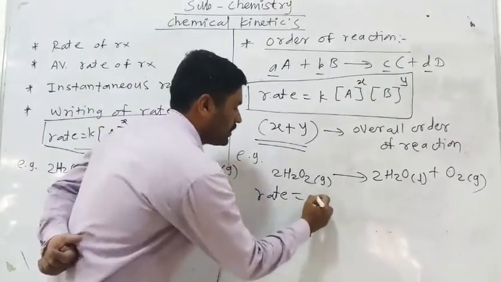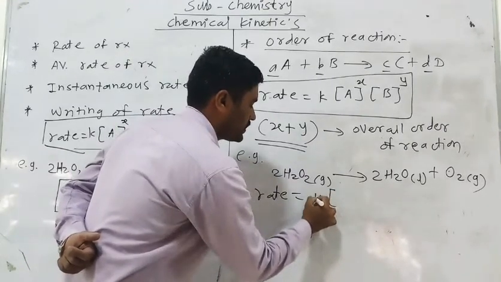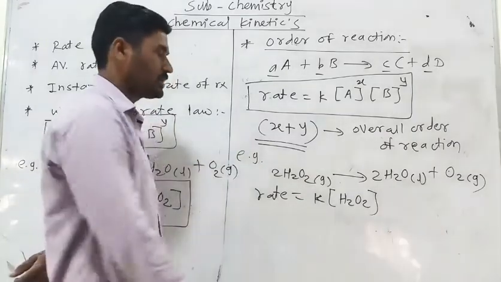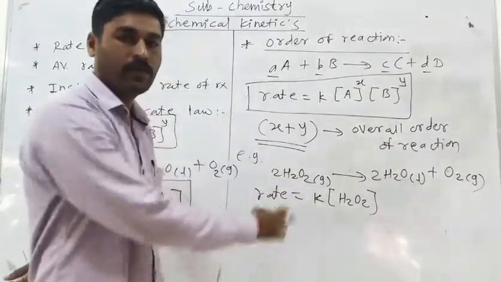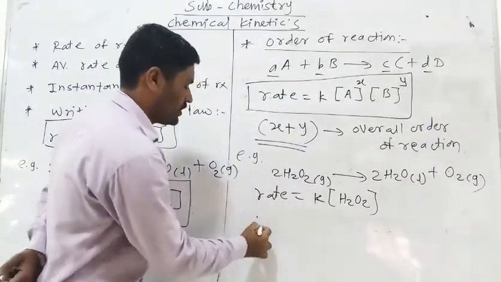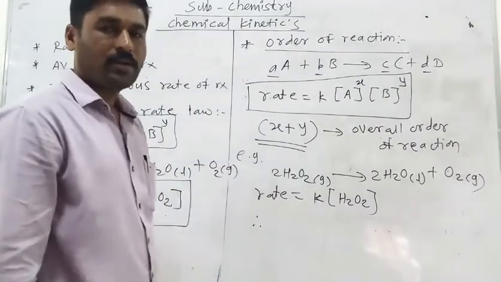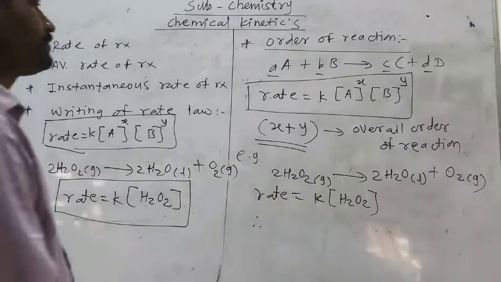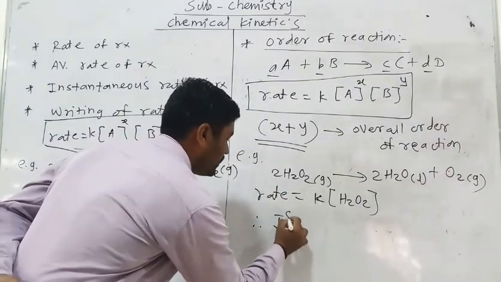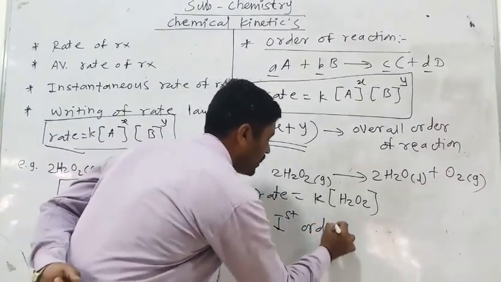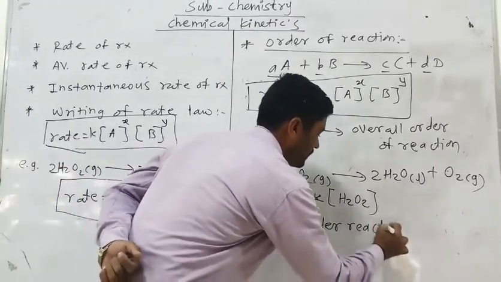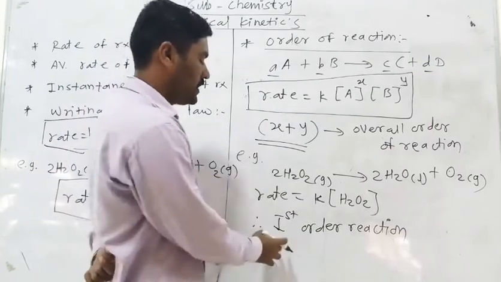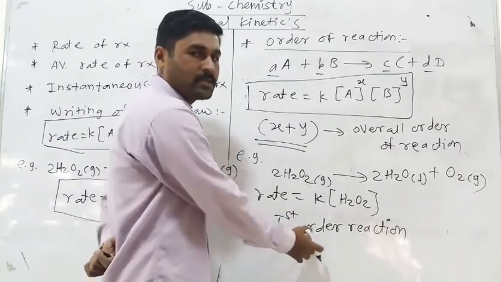Rate is equal to K into concentration of H2O2. The rate depends on the concentration of only H2O2. Only one reactant is there. Therefore, what is the order of reaction? The order of reaction becomes the first order. The overall order of reaction becomes first order. The given reaction is a first order reaction.